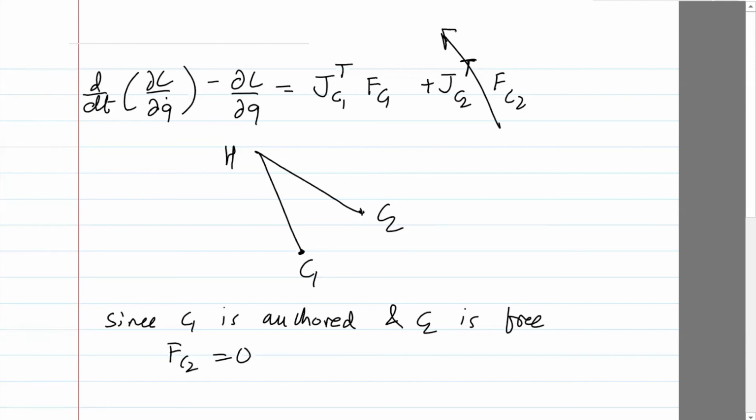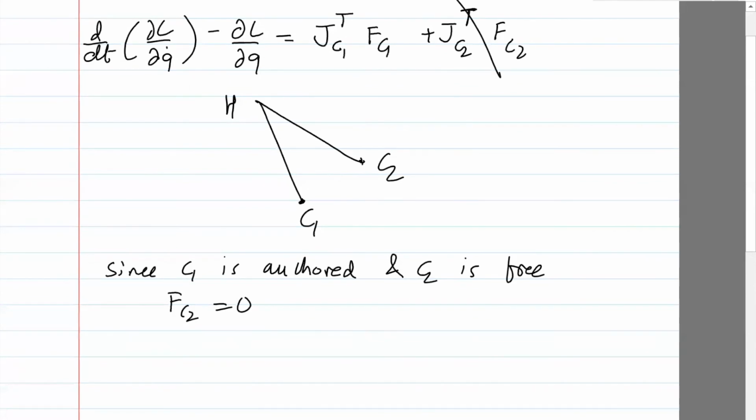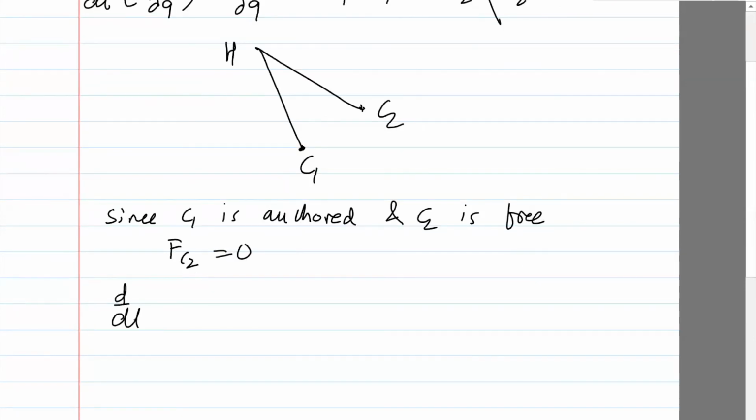Yes, I wrote it down. I wrote down two forces just to make it generalized, and then I said Fc2 is 0. So you're right, Fc2 is 0, so the second expression just disappears. It will actually appear later on when we do the Heath-Strike equation. So finally, the expression looks like this: d/dt of dL/dq dot minus dL/dq equals J transpose C1 times F C1. That's what we're trying to code, where this is an unknown.